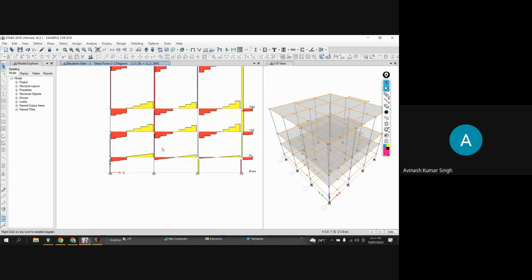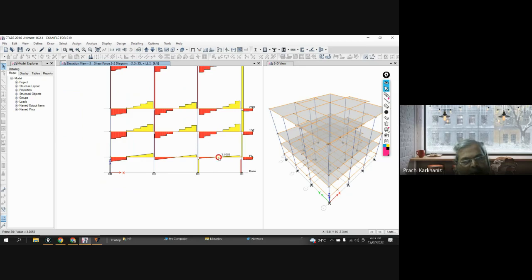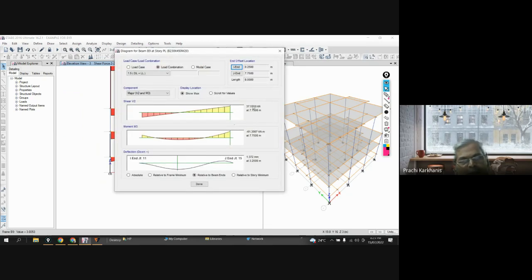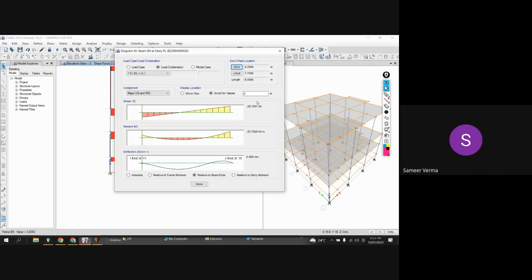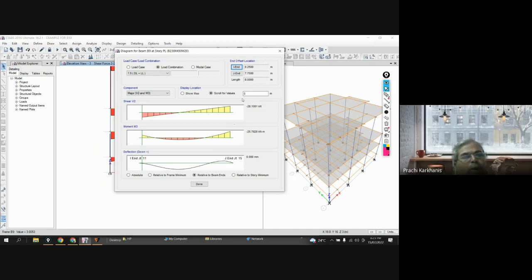Now you can see this. If I right click on this, you will see that on the right side it is 37.57 and on the left side it is minus 28. That means both are acting upward. Clear? Yes, sir. So this is how you can predict the results. Here you have to choose the case, and this is the I and J end. You must know the I and J end, and if you are looking for major shear, you should go for shear V2.